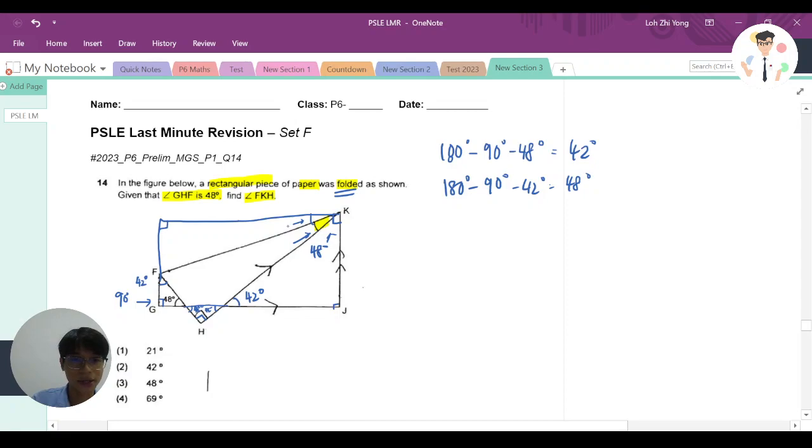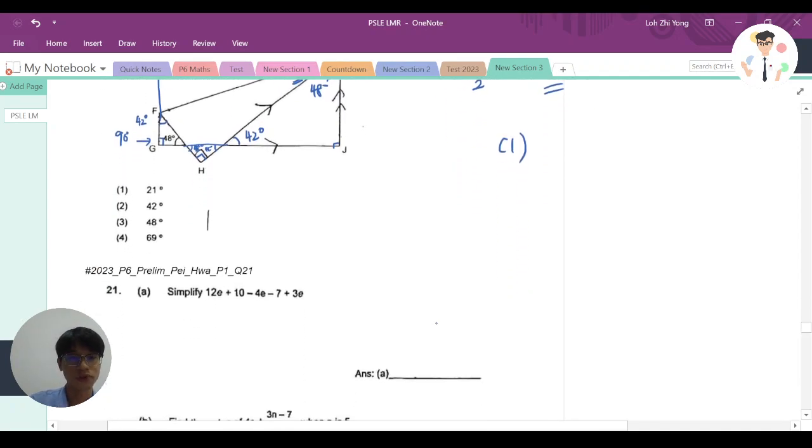Since the angle here and the angle here are the same, and the total angle here will be 90, I will just use 90 minus 48 degrees divided by 2. And the answer is 21 degrees. So the answer is option number 1.